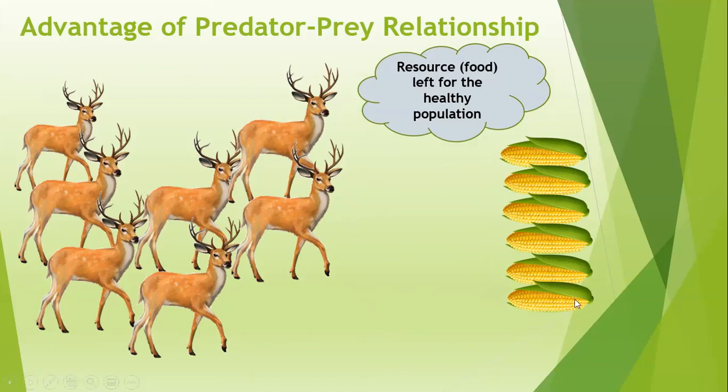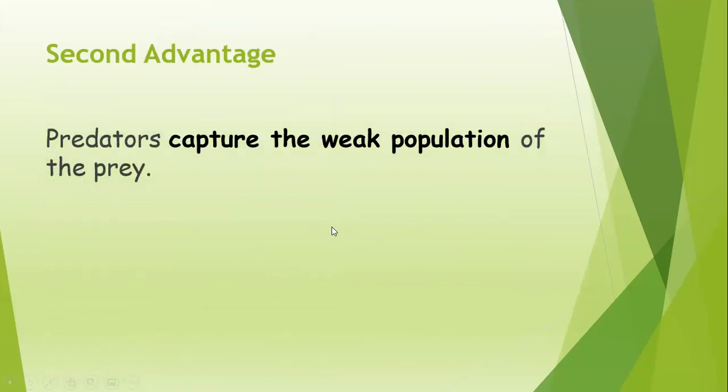The food is the same. We still have 6 corns here. But because the unhealthy ones are removed, the resources are left only for the healthy population, right? Before it was 9 deers eating 6 corns. Now we have 7 deers eating these 6 corns. So now each one of them gets more food, right? So this is the second advantage.